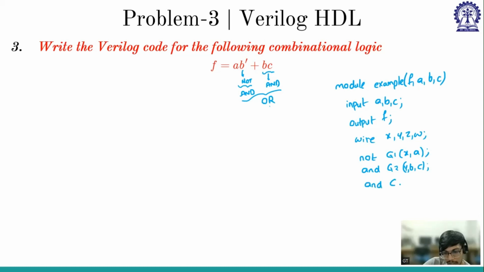Some gate 3, say W, with B comma X. Sorry, this should be B comma X, because we are inverting B, and then A. Now the final is the OR operation, gate 4. Output is F, with inputs Y comma W.